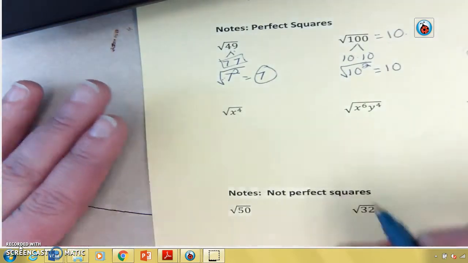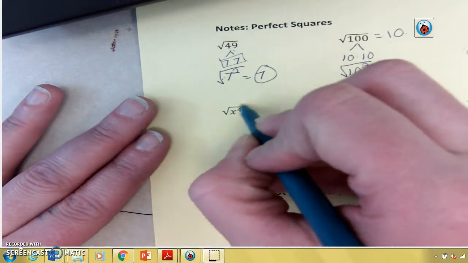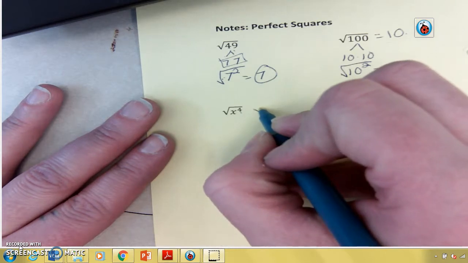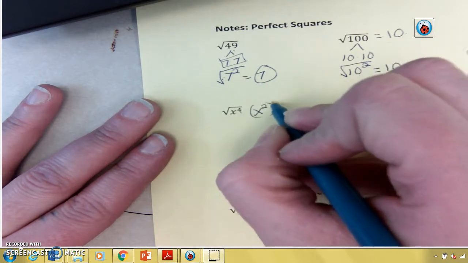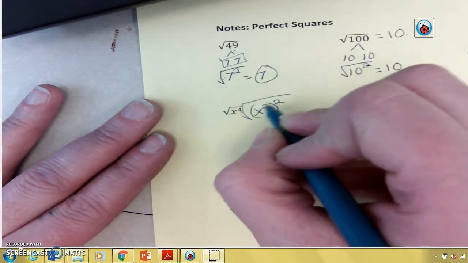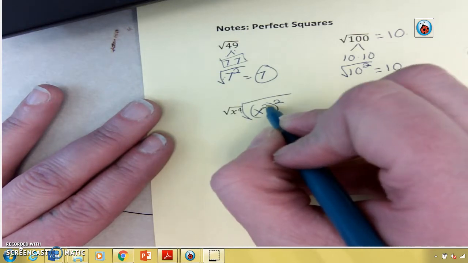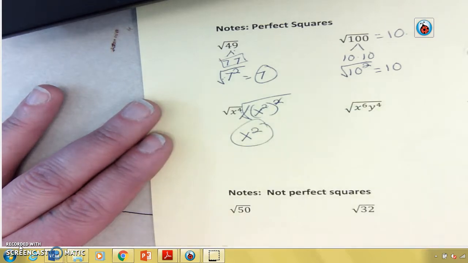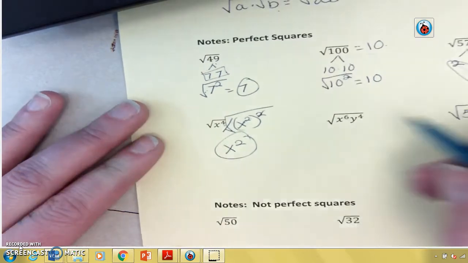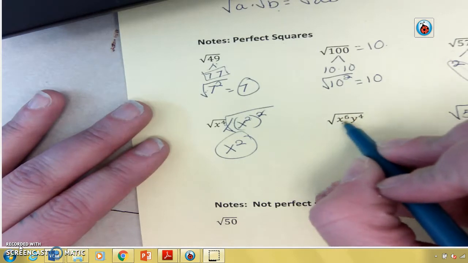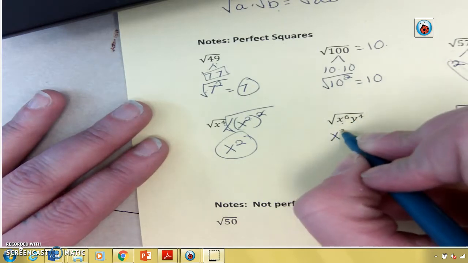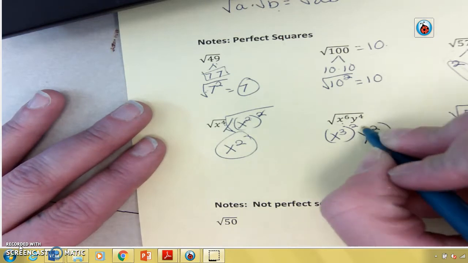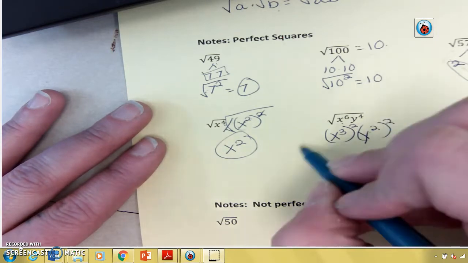Okay. Well, I think of how can I write this with a square. Do you agree that x squared squared is x to the 4th? Because you multiply the exponents. So the square root and the square cancel out, and I'm left with just x squared. So the same thing here. How can I rewrite this as something to the 2nd power, or squared? Well, I know x to the 3rd squared is x to the 6th. y squared squared is y to the 4th.